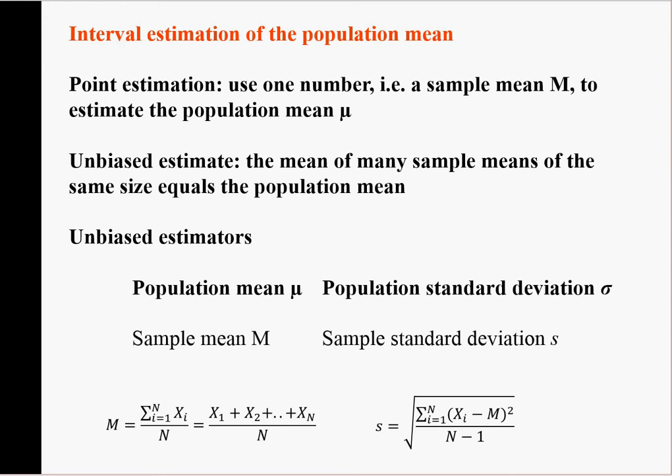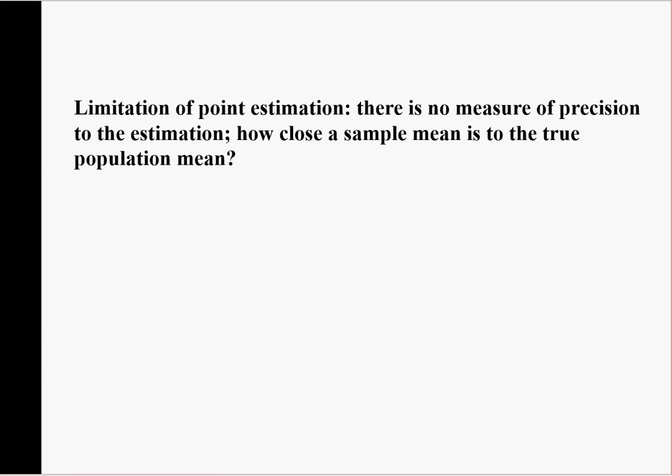So this is the concept of unbiased estimator for point estimation. But point estimation has some limitations. One important limitation is that there's no measure of precision to the estimation. You don't really get an idea of how precise, how close a sample mean is to the true population mean. You just collect a sample and calculate the sample mean. After you calculate it, you have very little to say about how close this sample mean is to the true population mean.